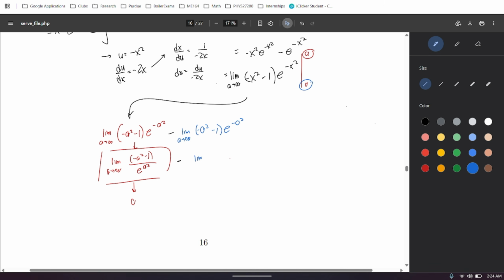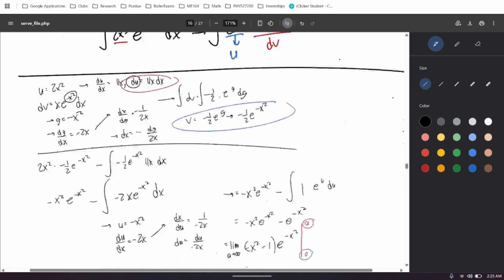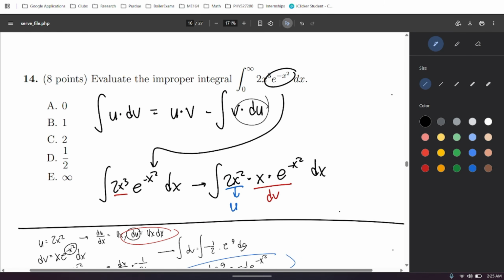Now, what can we say about this term then? The limit as a approaches infinity of negative 1 multiplied by e to the 0, that would be negative 1 multiplied by 1, and that would be negative 1 in the blue, and 0 minus negative 1 would just be equal to 1. That represents our solution to this problem. Is that an answer choice here? That is, in fact, answer choice B.